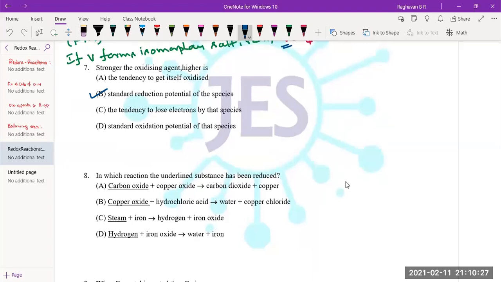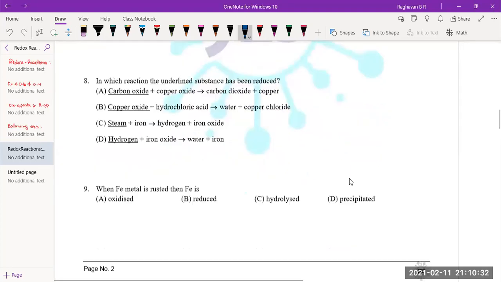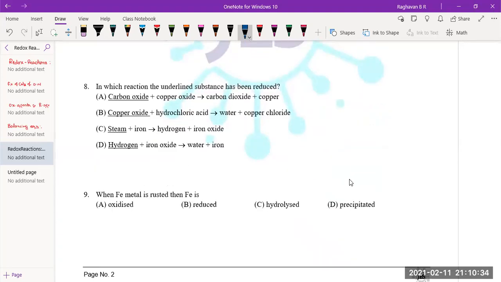Next, eighth. In which reaction has the underlined substance been reduced? Steam. Steam has been converted to hydrogen. How do you say it is reduced? +1 to 0. Steam is nothing but water.